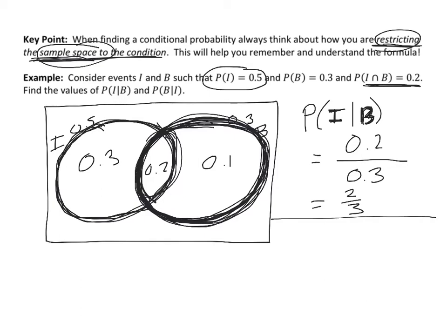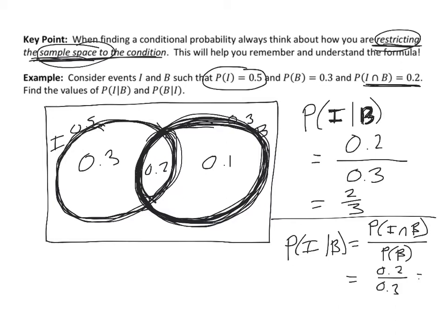What would it look like for us to do this with the formula? Well, you're going to find it's really similar. It would be the probability of the intersection on top over the probability of the condition on the bottom. And it's literally what we just did. It would be 0.2 for the intersection, 0.3 for this, which reduces to 2/3. So I'd like you guys to pause the video now, go through and find the probability of B given I, and make sure you can do that on your own before we go on to the next thing.